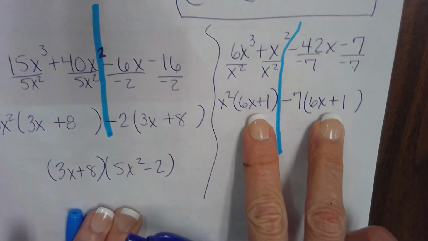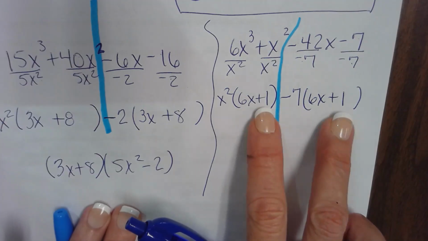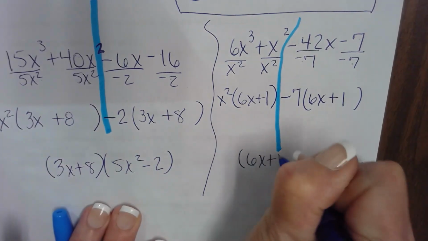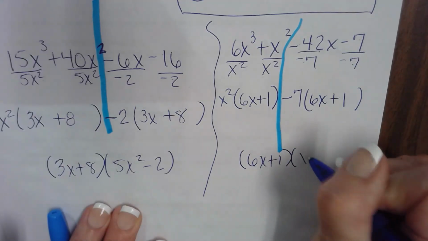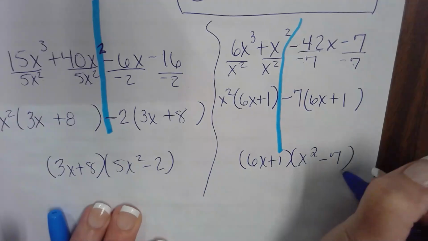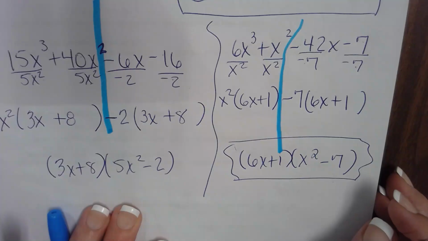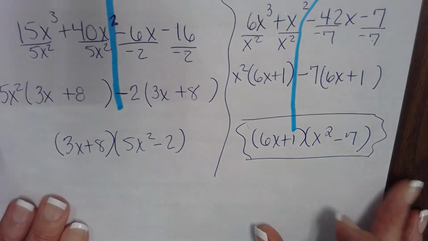Notice these parentheses are the same. Y'all, the grouping method doesn't work if these don't come out the same. So they're the same, so that's one of my factors, and then my other factor is what's outside, x squared minus 7. Okay? All right?